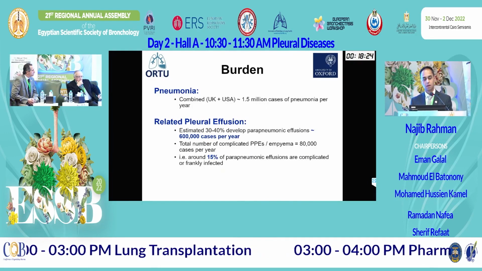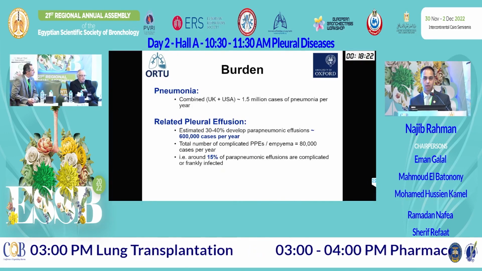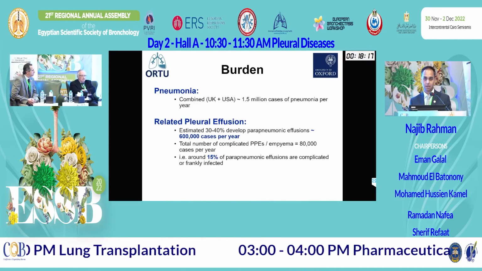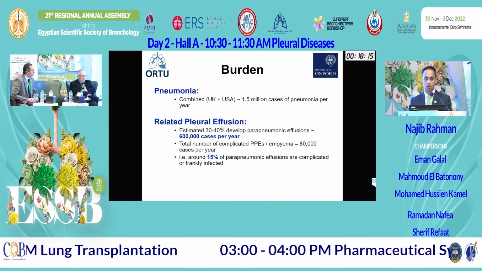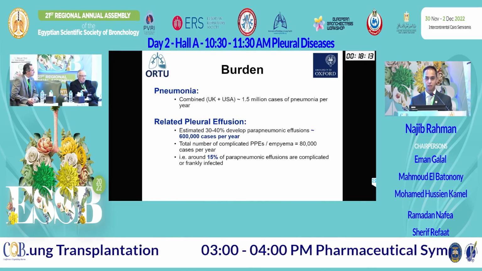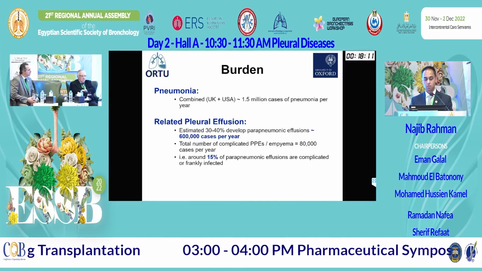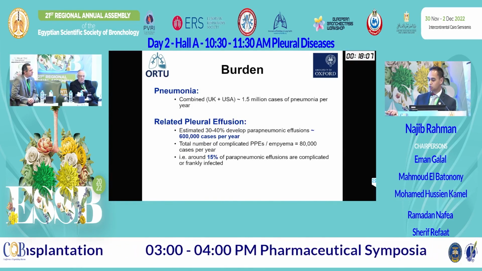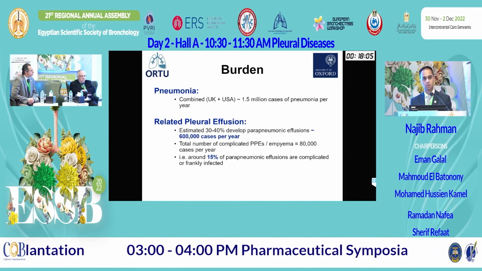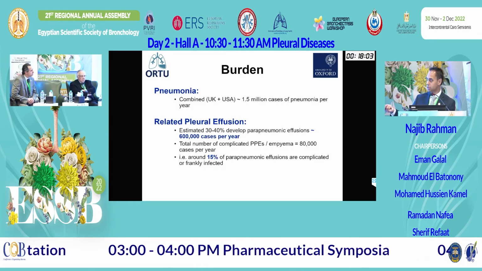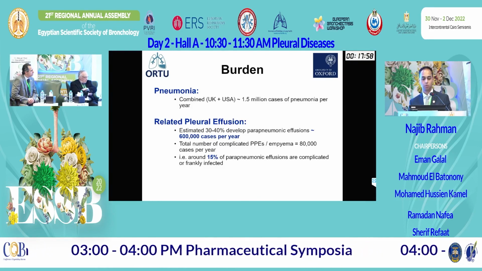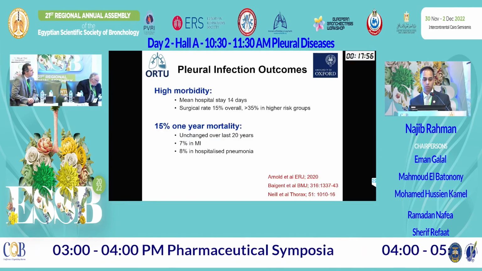And this is a big problem. I've given data here from the US and the UK combined: 1.5 million cases of pneumonia, of which 40% develop a parapneumonic effusion, of which 10 to 15% develop frank pleural infection. So in the UK and US, and the figures are similar for Europe, around 80,000 new cases per year. So this is a huge burden, not just in the early diagnosis, but when they become frankly infected, they become a problem for you and me as pulmonologists.